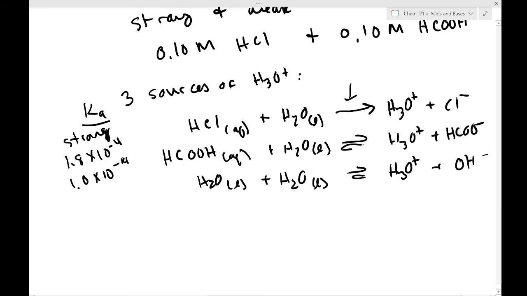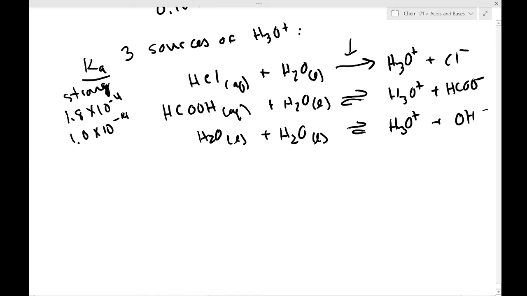Okay, so there's 3 sources. We want to answer the question of how much H3O+ there is in this solution. As a first estimate, and this is a pretty good estimate because the Ka value is small for these other 2 reactions, we're going to assume that the H3O+ that we get is only the H3O+ from the strong acid. Okay.